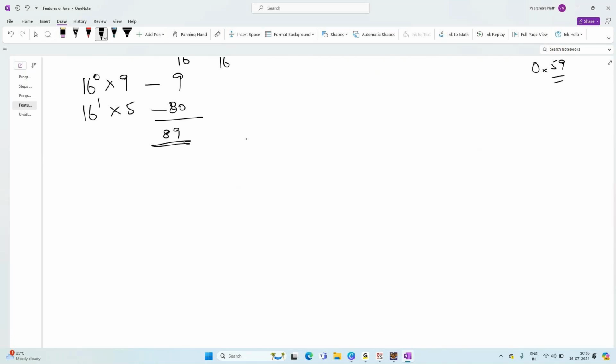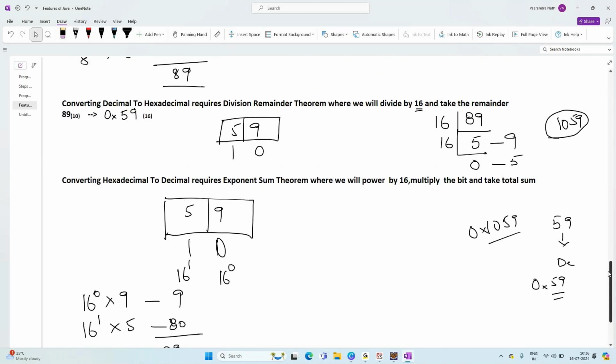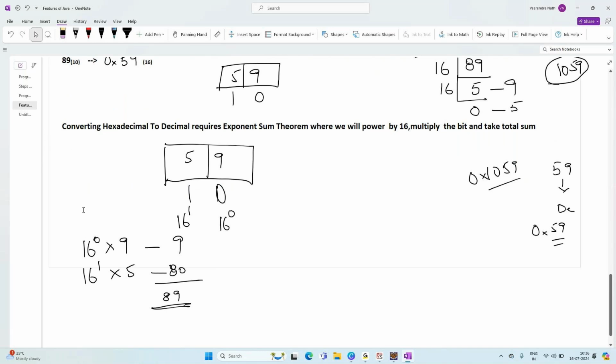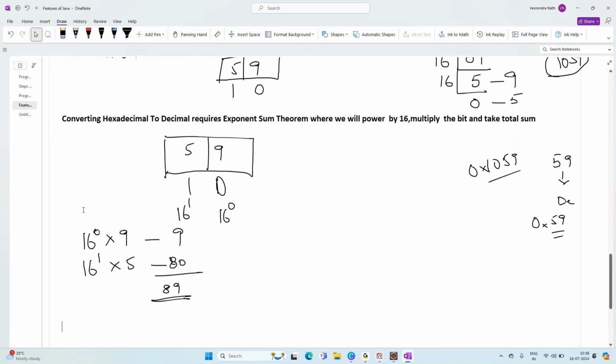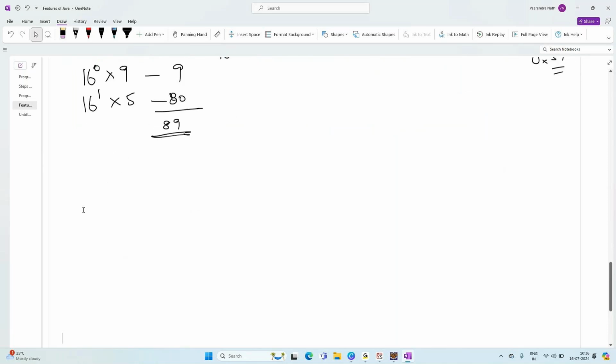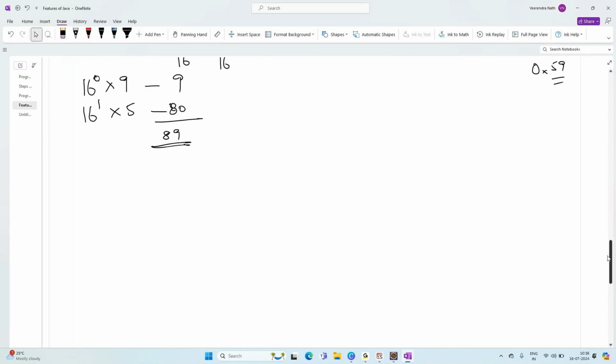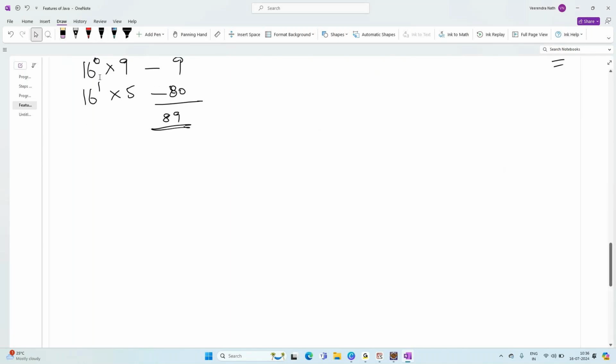Okay, now I'll give you one example. So take out your book and do it. I will give you a number, 174. Now you have to convert it into binary also, octal also, hexadecimal also. Okay, do it.